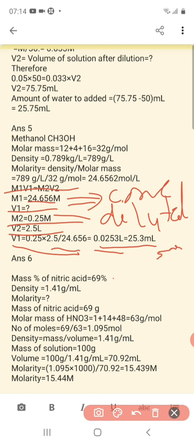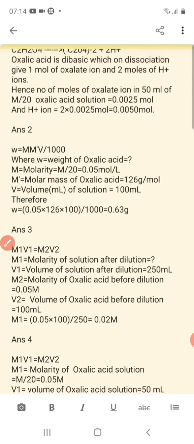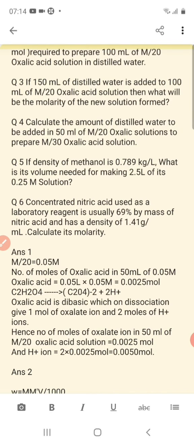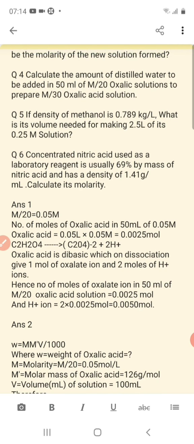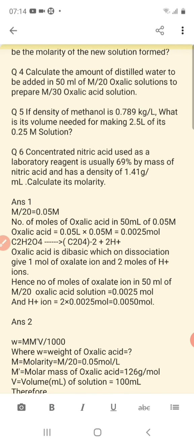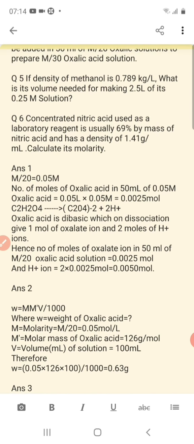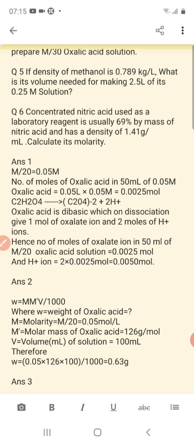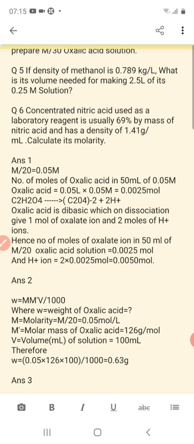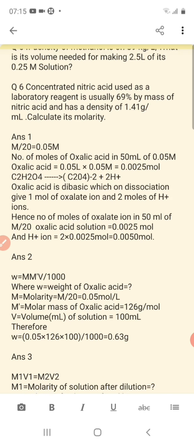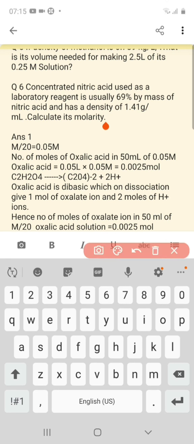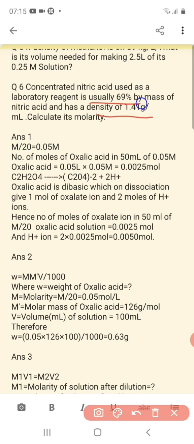Now let us solve problem number 6. Concentrated nitric acid used as a laboratory reagent is usually reported as 69% by mass of nitric acid and has a given density. Here the percentage composition of nitric acid and the density of the solution are reported. Now you have to convert this into molarity.